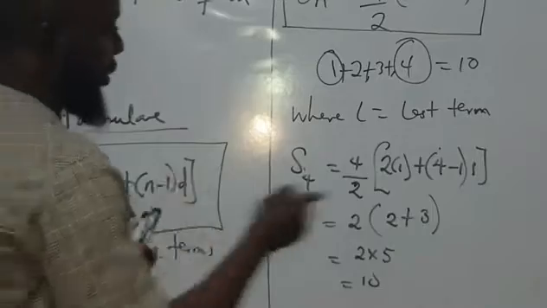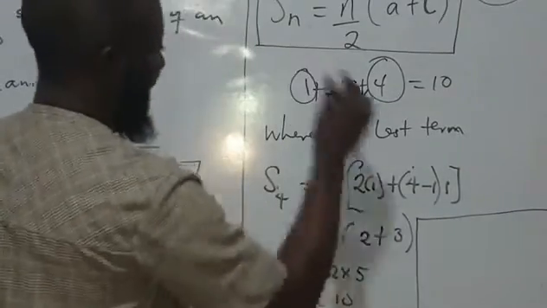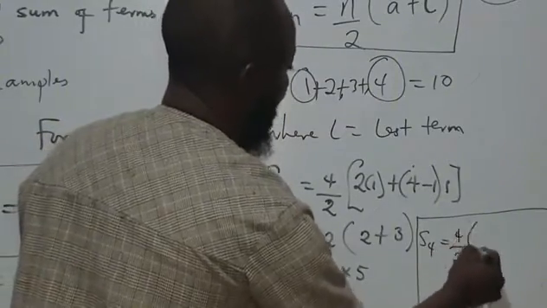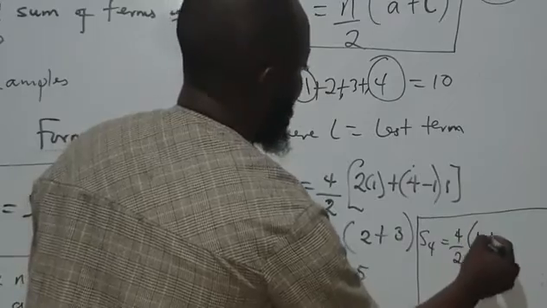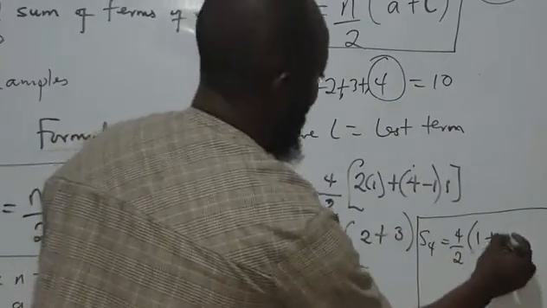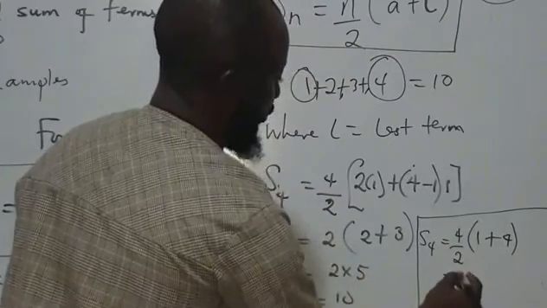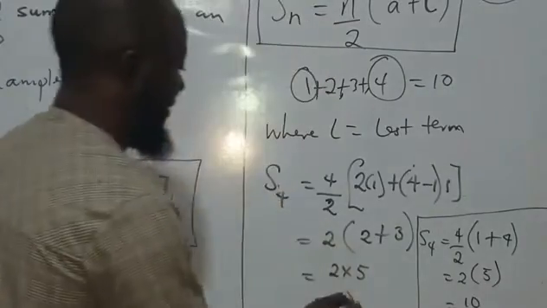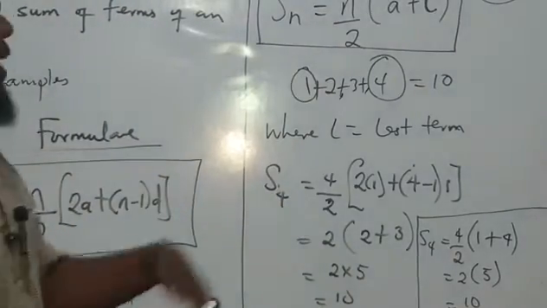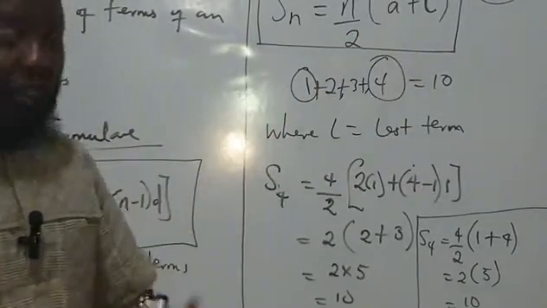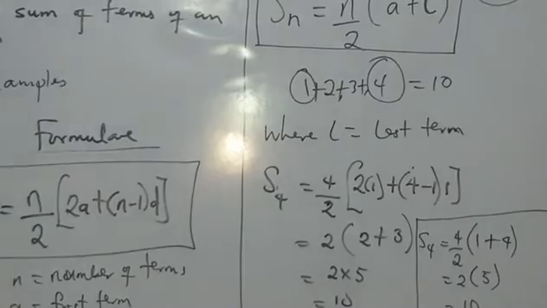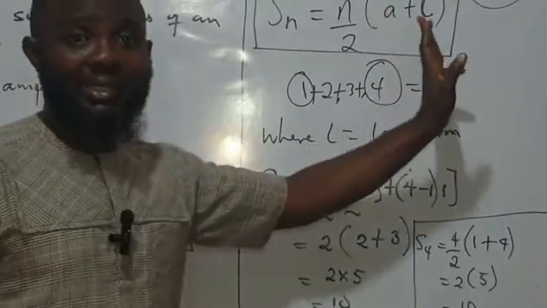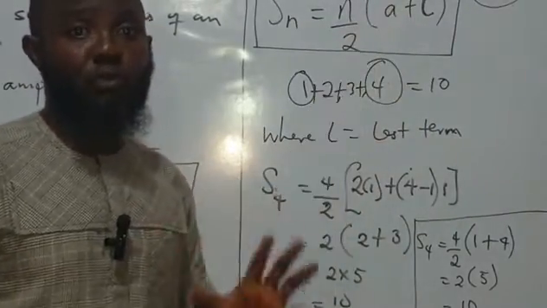Now, let's see what we're going to get. Let me make use of this part here. So the sum of 4 equals n, that is 4, divided by 2 into bracket the first term, which is 1, plus the last term. What's the last term here? 4. Are you with me? So 4 divided by 2, that is 2, into 1 plus 4, 5. So 2 times 5, that is 10. We still arrive at the same answer. So you can apply this formula in any question. But if the question did not give you the common difference, and you only have the first term and the last term, make use of this formula to find the sum of an AP.